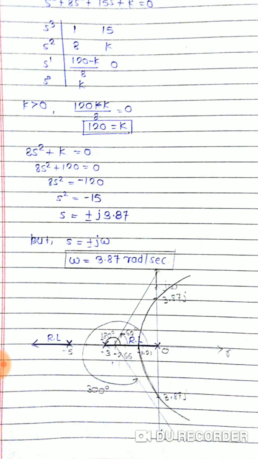Then mark the breakaway point. One is at minus 1.21, and the locus will intersect the imaginary axis at plus or minus j 3.87. It is shown by the curved line.